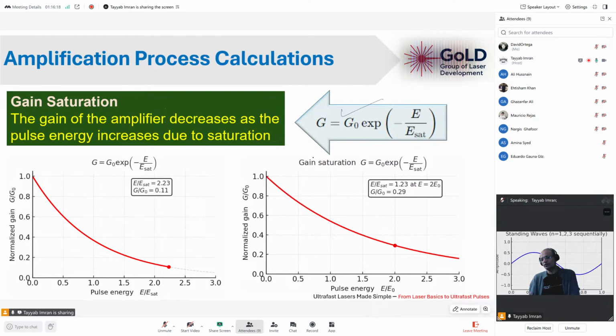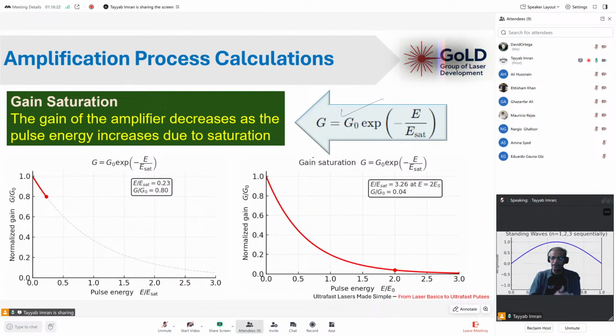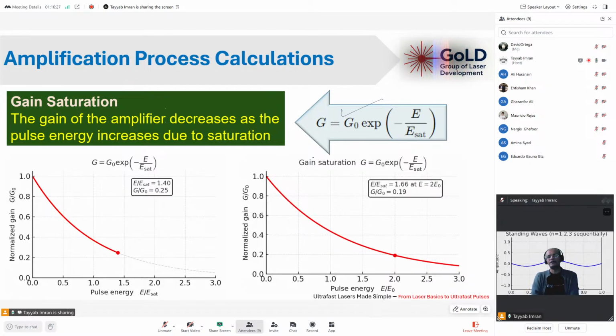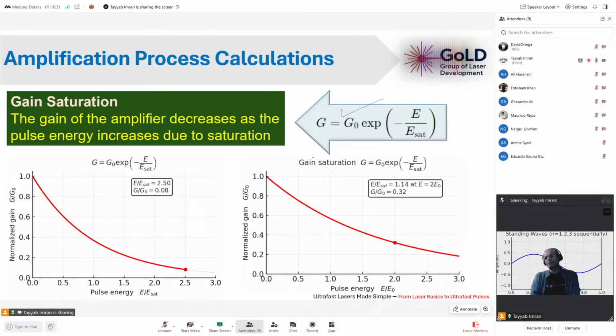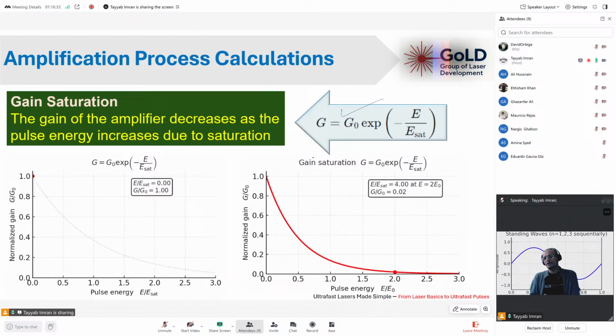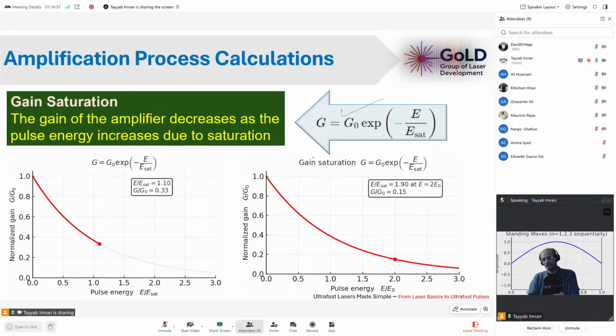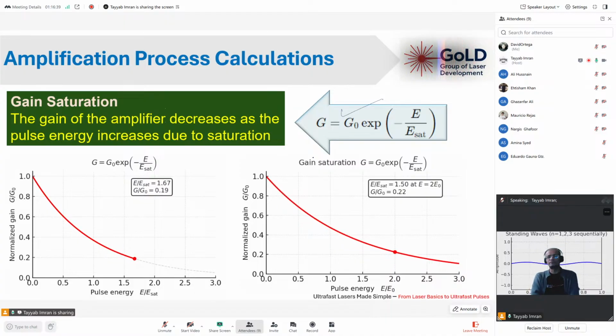It's because of the saturation. Intensity is decreasing, it means that energy will also be increasing, because intensity is directly proportional to the energy. And when the pulse energy increases, then after a certain value, it will not increase that much because of the saturation.